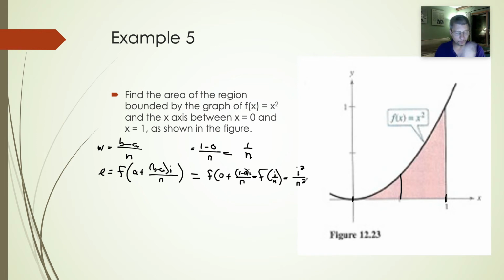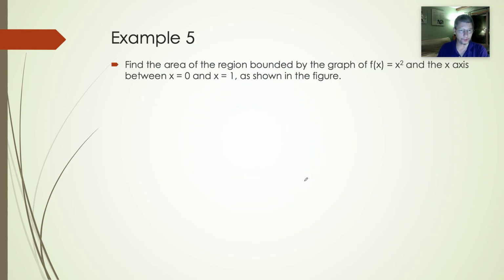All right, so the next thing that we want to do is calculate the area. Well, the area is going to be equal to the summation from i equals 1 to n of f of a plus b minus a times i over n, times, and I'll put this whole kit and caboodle here, b minus a over n.